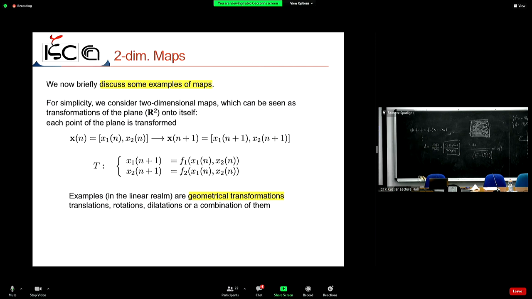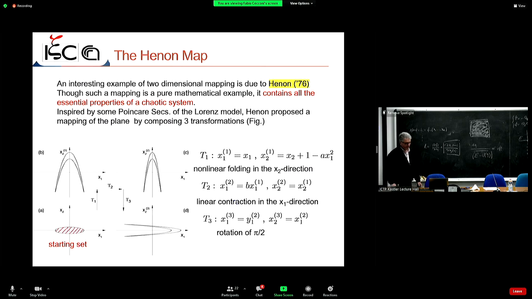Now, let me discuss some examples of maps, generally in two dimensions. A typical map, for example, is a geometrical transformation: translation, rotation, dilatation, or a combination of them. This is the first example that you can imagine. But there are more general transformations in dynamical systems, especially in chaotic systems, and one of the best known is the Henon map.